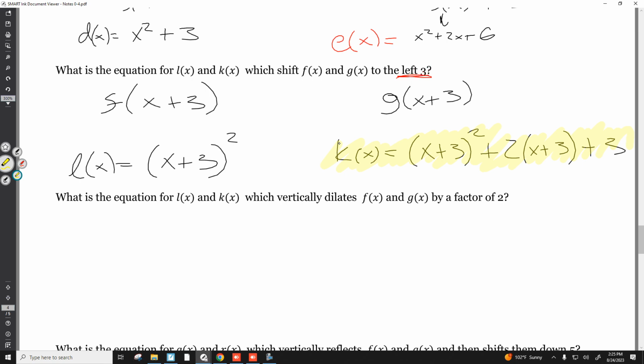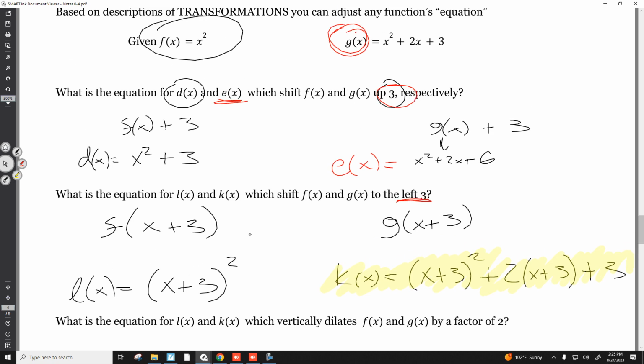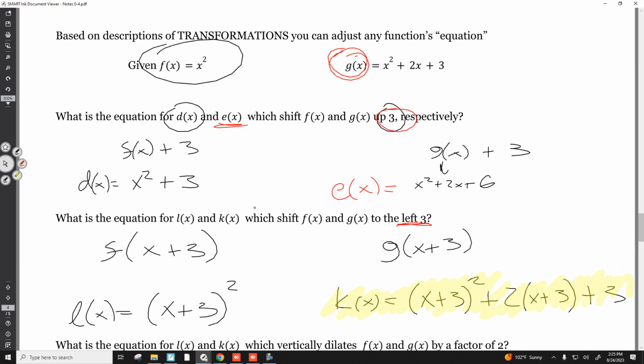Okay, what if we want to vertically dilate F and G up top by 2? What do you think you're going to get? What if I want to vertically dilate this by 2 and I want to vertically dilate this by 2? Tell your neighbors what do you think you'd get. Don't just sit there and wait for this class to be over.